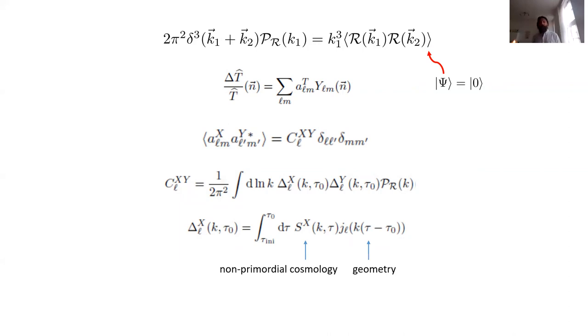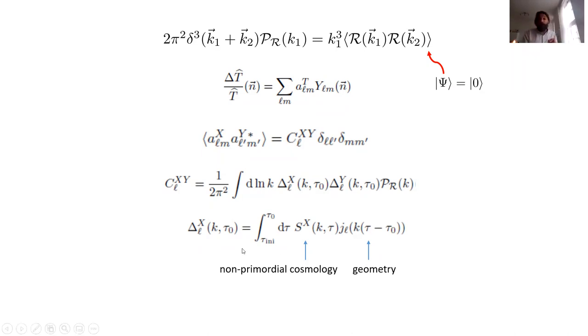Now, this is really important, because the transfer function contains two bits. One bit is integrating forwards from last scattering through some cosmology: the thermal history of the universe, reionization, all the stuff. So this factor here is the non-primordial cosmology, plus a geometric compression factor. This is a spherical Bessel function. And what's going on here? We are trying to reconstruct three-dimensional correlation functions, but we only have a two-dimensional hypersurface. So this is that compression, this factor 1000 compression I was talking about.